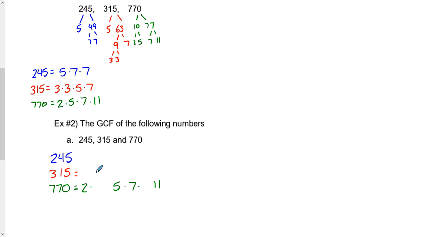315 is 3, 3, 5, and a 7. You'll notice what I'm doing here is I'm actually lining up the same numbers together. For example, 245 is a 5, a 7, and a 7. I'm lining up numbers that are the same. Now, I don't like how this looks, so I'm going to fix it.